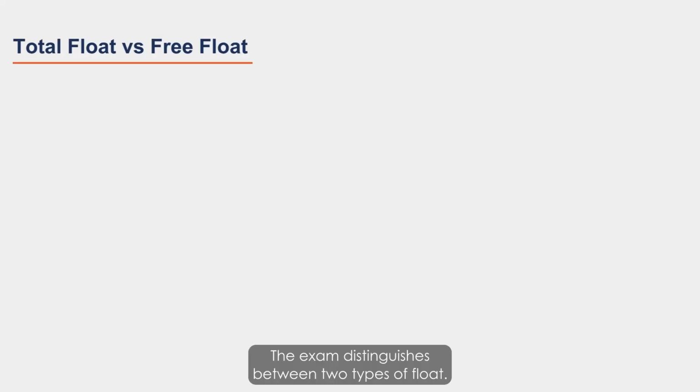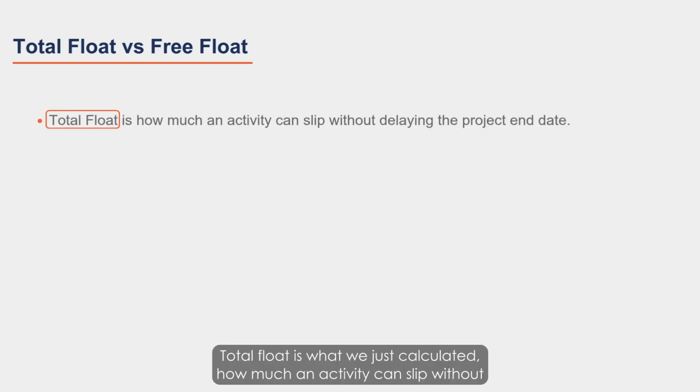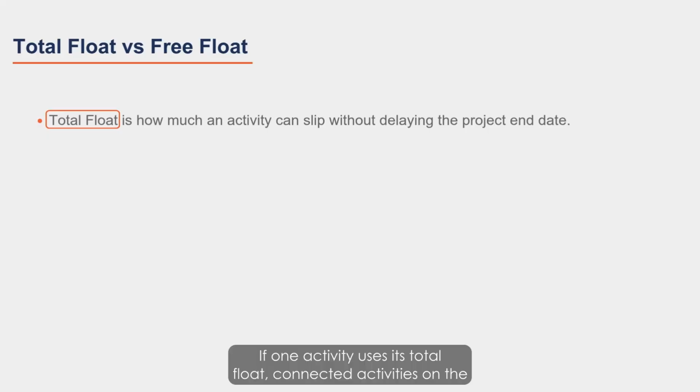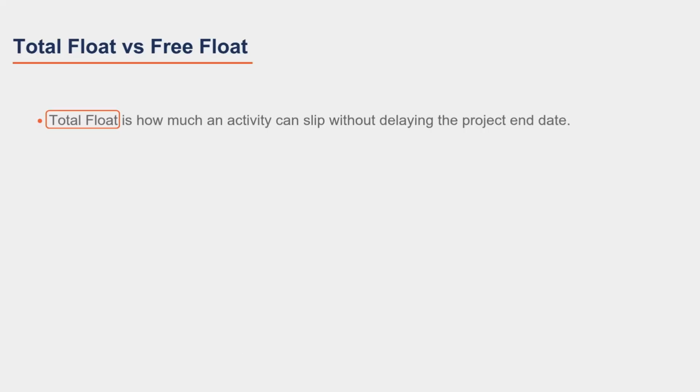The exam distinguishes between 2 types of float. Total float is what we just calculated: how much an activity can slip without delaying the project end date. Total float is shared across a path. If one activity uses its total float, connected activities on the same path lose their float too.